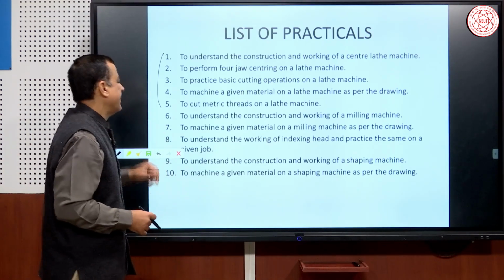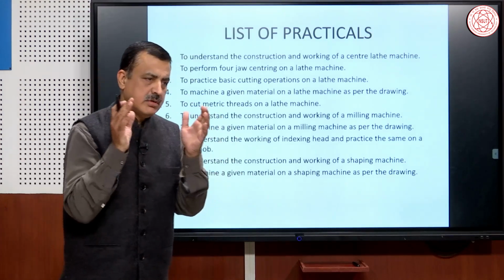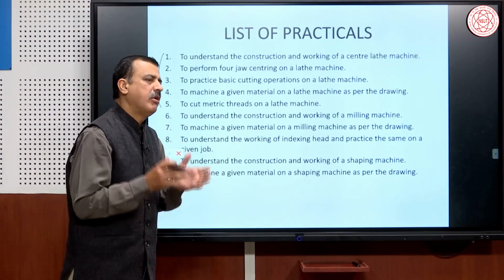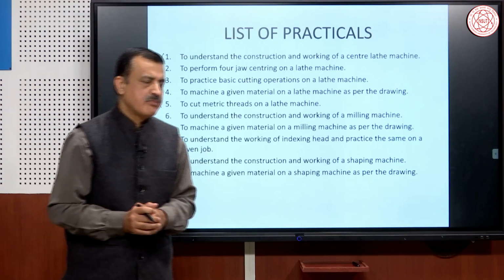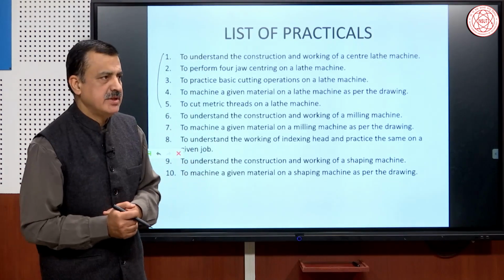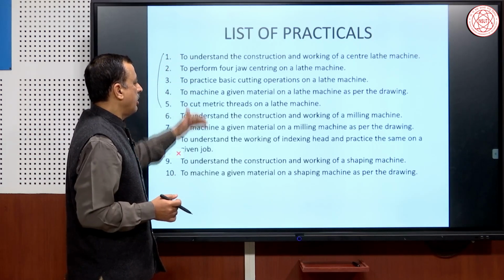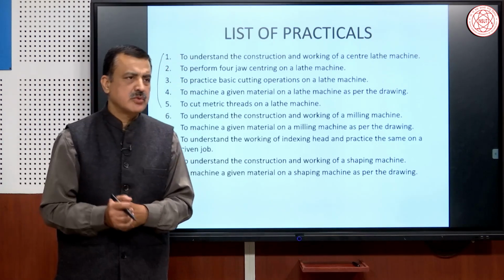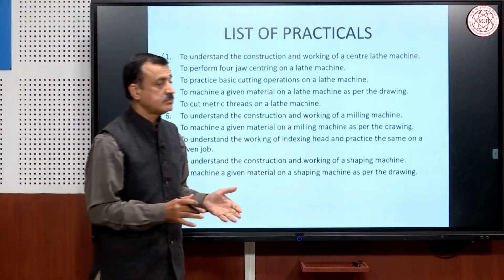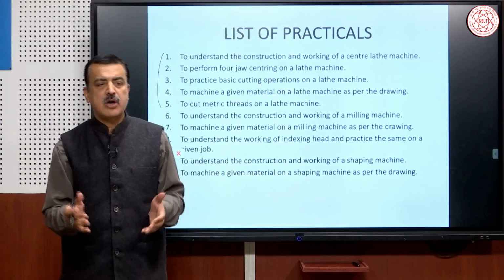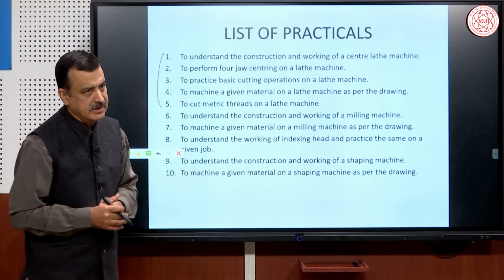Then the 6th, 7th and 8th practicals are related to the milling machine. So the students are supposed to make a job on the milling machine. The 9th and 10th practicals are to be performed on shaping machines where flat surfaces are produced. So in all these 10 practicals, the students learn a lot about the machines, the safety precautions to be taken care of, the working of the machines, and how to make a job in a given time period.